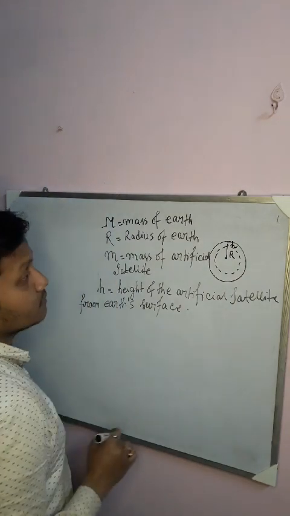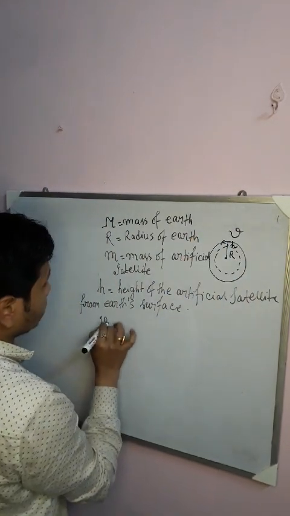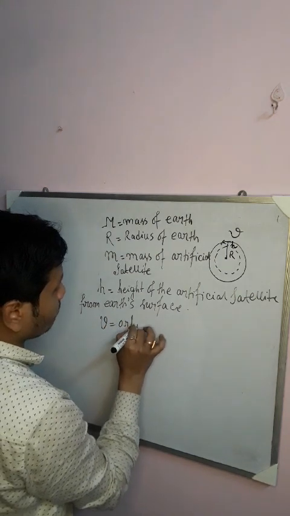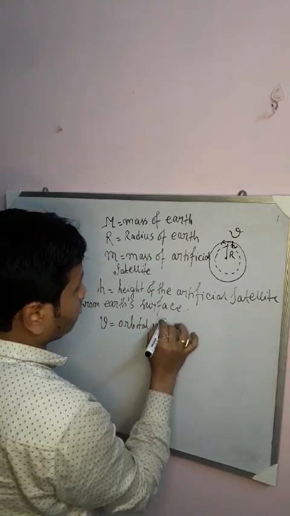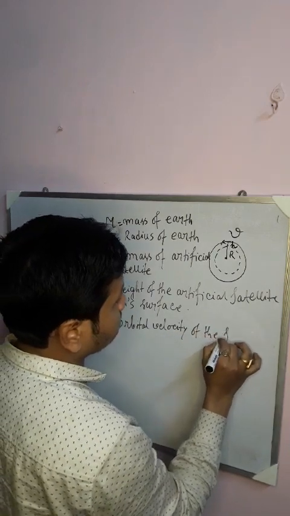Now, if the satellite revolves around the Earth with an orbital velocity v, say v is the orbital velocity of the satellite.